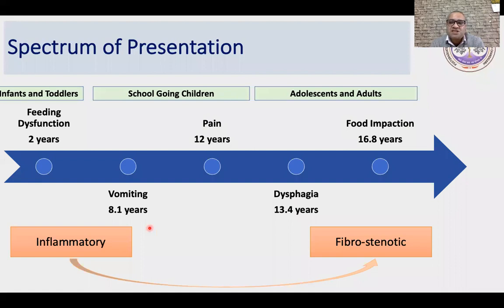Now, the spectrum of clinical presentation is variable with the age. For infants and toddlers, usually it is the feeding dysfunction, which is the presentation. For school going, it is vomiting, abdominal pain, and in adolescents and adults, it is dysphagia and food impaction. So this merely indicates how the spectrum of the disease shifts from inflammatory to fibrostenotic with time.